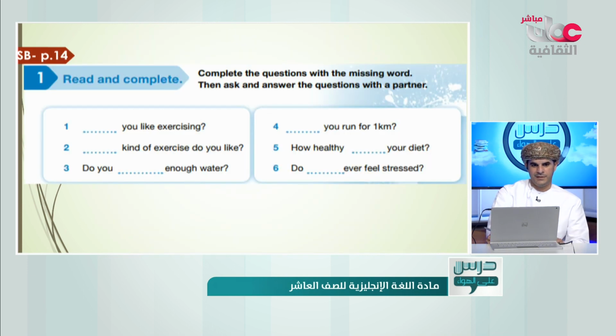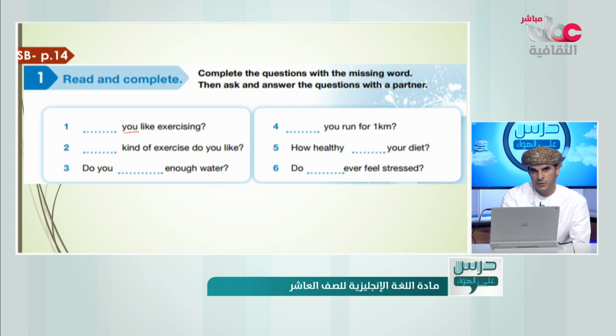Okay? Let's go next to our activities, plenty of ones. Open your skills book, page 14, activity number 1, and complete the questions with the missing word, then ask and answer the questions with a partner. You don't have partners, so I just need you to complete these questions yourself. You have to make sure just to add one word, modal or modal auxiliary verbs. Look here, you have to be careful when reading.